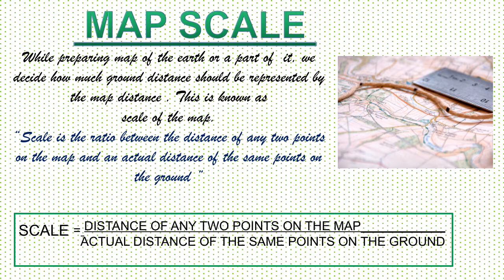So to overcome this problem while preparing map of Earth or a part of it, we decide how much ground distance should be represented by a map distance. This is known as scale of the map. Therefore, scale is the ratio between the distance of any 2 points on the map and the actual distance of the same points on the ground.